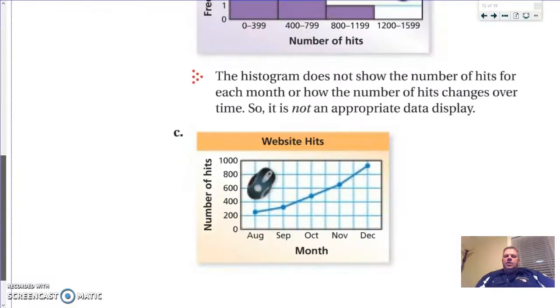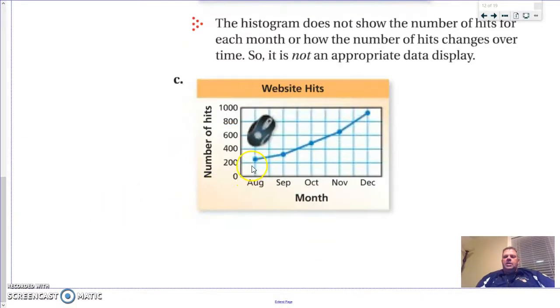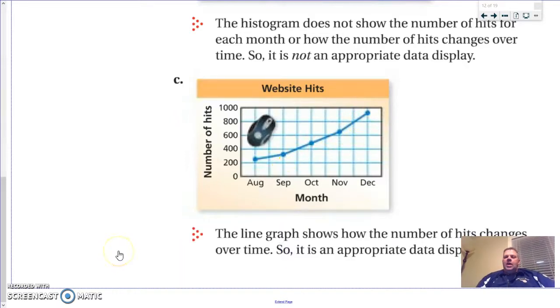In our last one, this is change over time. So you can see in August to September, it went up and it kept going up in those. So the line graph does show the number of hits over time, so it is an appropriate display.